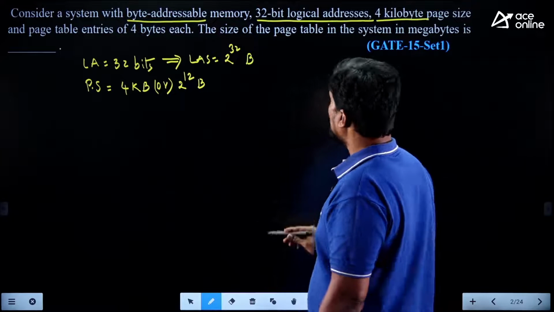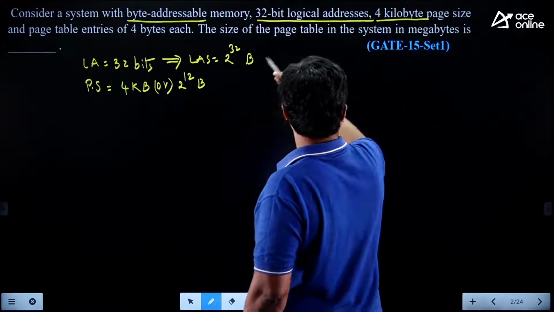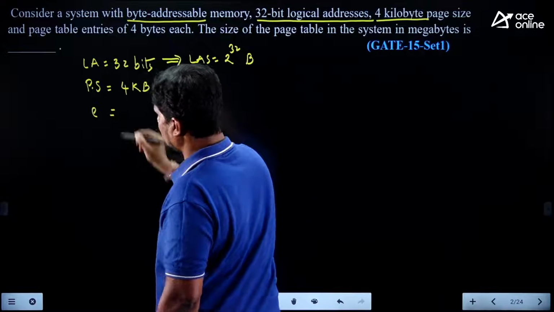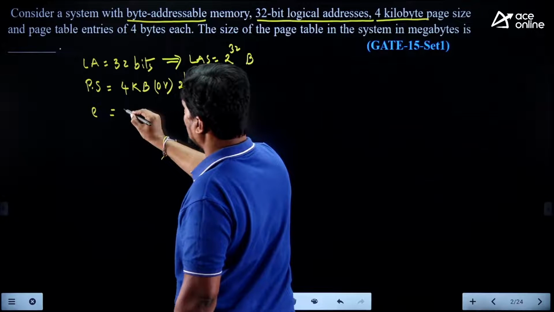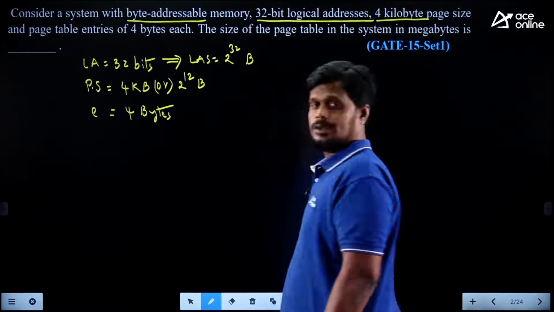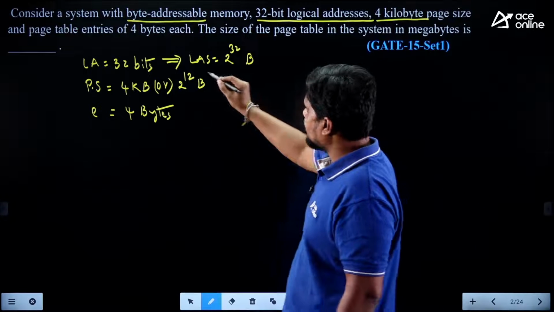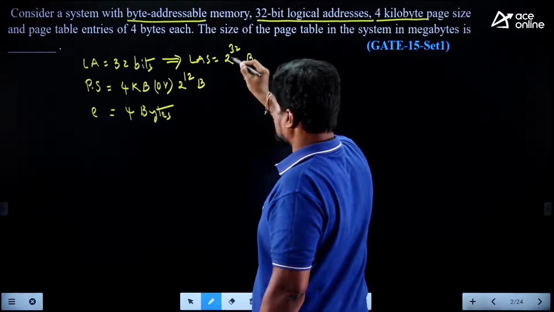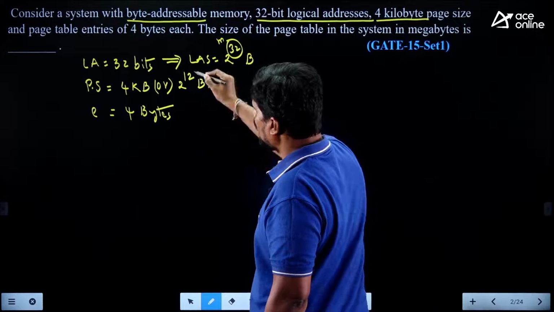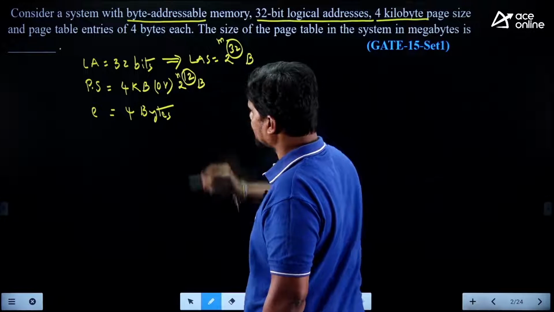On the other hand, it is also given the page table entry. So the page table entry I can write as E, and that E is given as 4 bytes. Okay, right. So now, if 2 power m is the logical address space, this is my m value, and 2 power n is my n value.